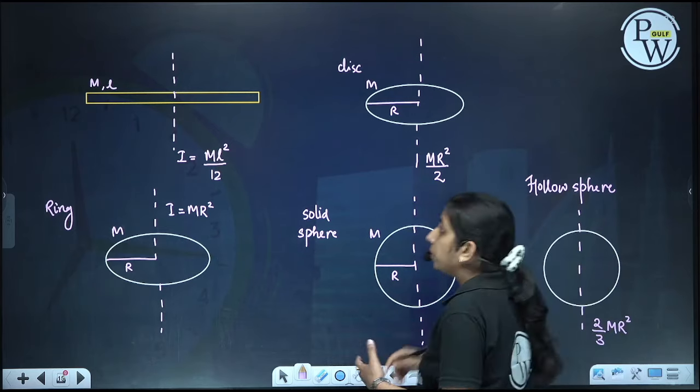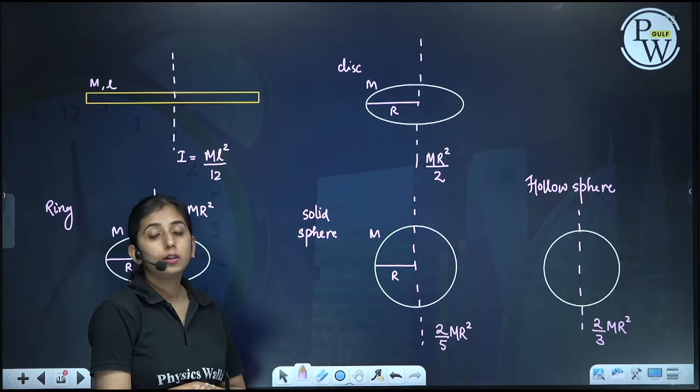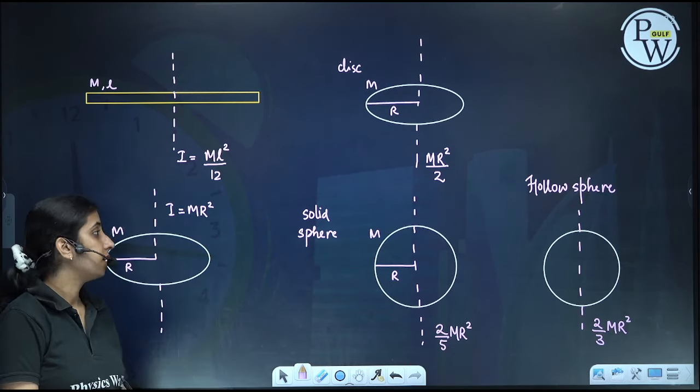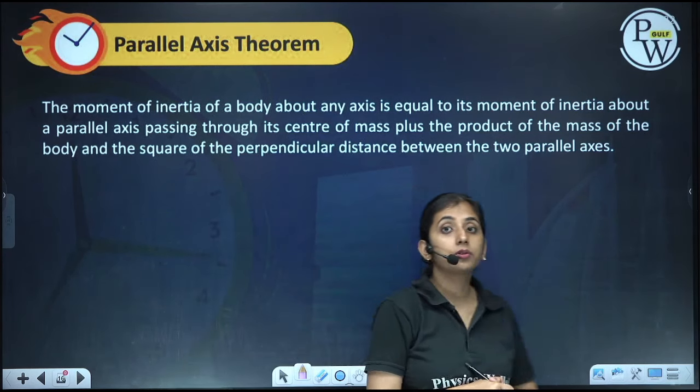Now there is a complete list of such rigid bodies, uniform rigid bodies. You can remember all this list. Okay, let us move forward to the theorems of moment of inertia.